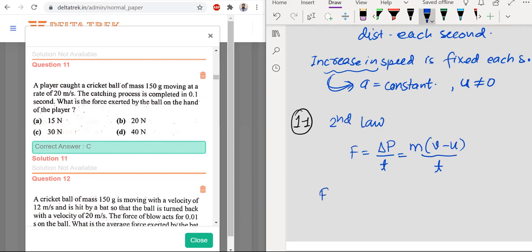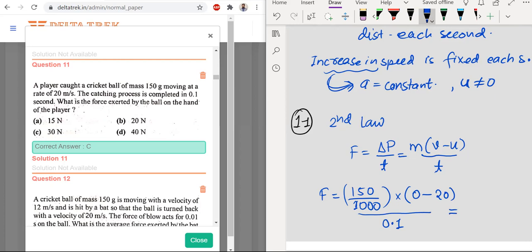Now the mass is given in grams, so we need to convert it into kilograms. So first the mass is converted into kilograms, then the change in speed. The final speed: a player caught a ball, so that means it must have stopped completely. So finally it has stopped, but initially it was moving with 20. And what is the time taken? The time taken is 0.1 second.